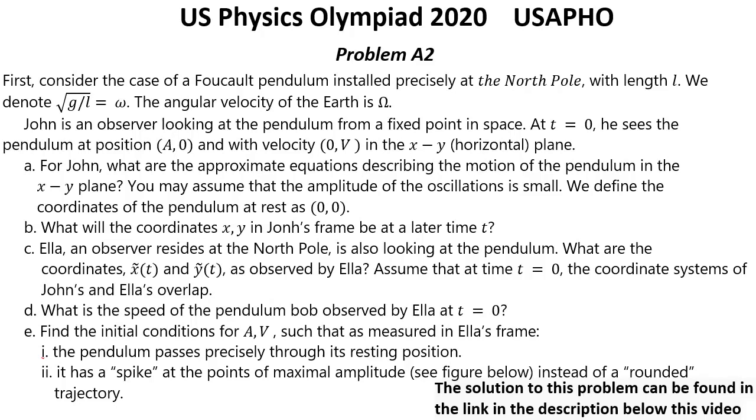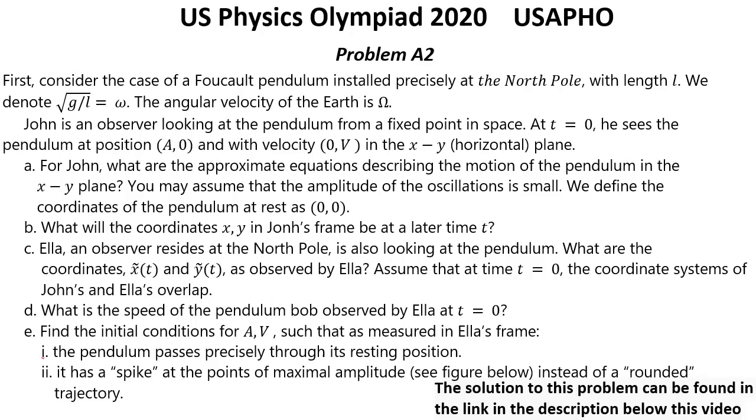Question A. For John, what are the approximate equations that describe the motion of the pendulum in the xy plane? You may assume that the amplitude of the oscillations is small. We define the coordinates of the pendulum at rest as 0, 0. Question B. What will the coordinates x, y in John's frame be at a later time t?